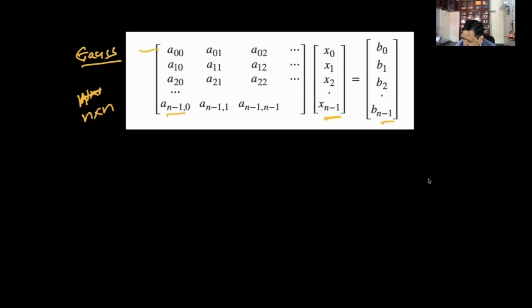What is done here is the following. You keep the first row. You may know from your algebra courses that equations can be multiplied by a constant. If you multiply all the A's and b by a constant, the solution is not changed. You can also subtract one equation from another, and that also will not change the solution. That's the basic idea.